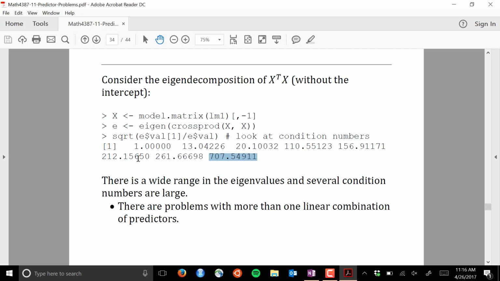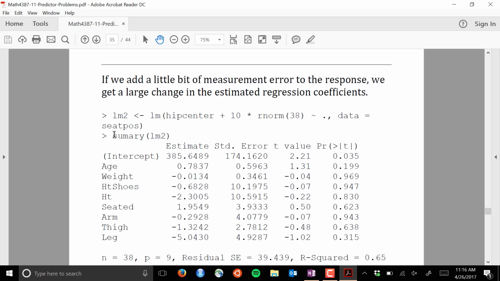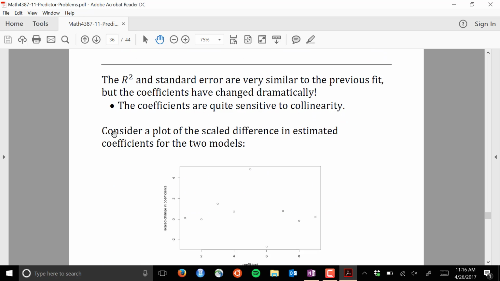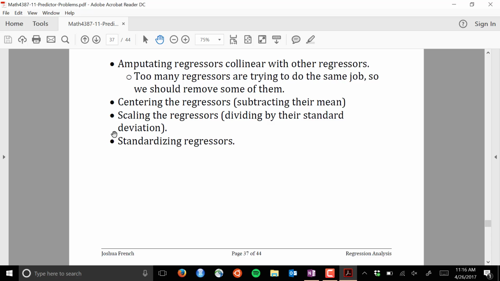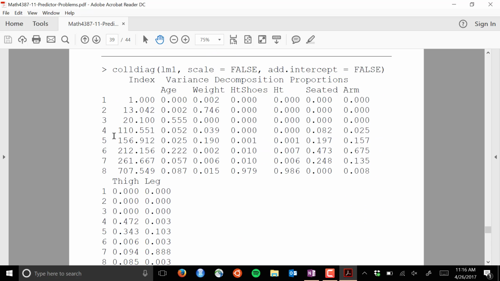And so it's definitely possible that we have more than one linear combination that's causing a problem with collinearity in our data set. As I mentioned, though, this simply tells us that there is a problem. We want to identify where the problem occurs. So if I scroll down a little bit, I'm going to look at the variance decomposition proportions for the regressors that are in my model.